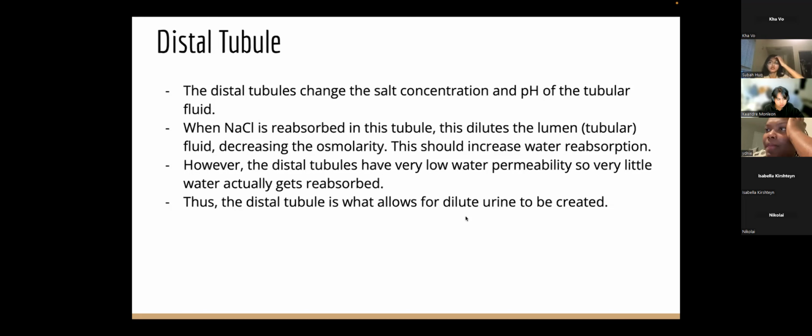Okay, so then the distal tubule also changes the salt concentration and pH of the tubular fluid, or the urine. And so it doesn't really deal with water reabsorption. It has very low permeability for water, so very little water can get reabsorbed in the distal tubule. It's mostly done to dilute the urine. The distal tubule is what allows for dilute urine to be created, and it mostly focuses on reabsorbing NaCl.